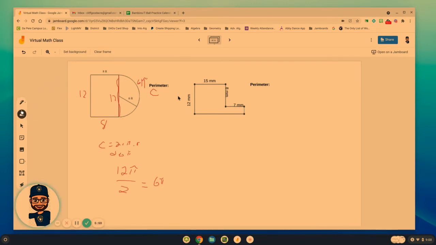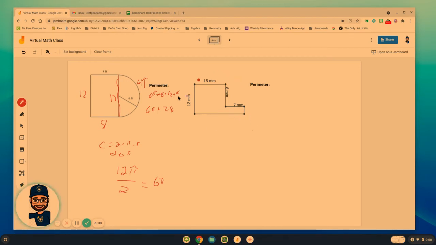So the perimeter of this non-regular polygon is going to be the arc, which is 6 pi, plus the 8 from the bottom rectangle part, plus 12 from the other side, plus 8 more from the top side. Right? 1, 2, 3, 4 pieces. 8 and 12 is 20. 20 and 8 is 28, or we get 6 pi plus 28. If they wanted us to round, they would have given that to us in the directions, and then we would have rounded from there.